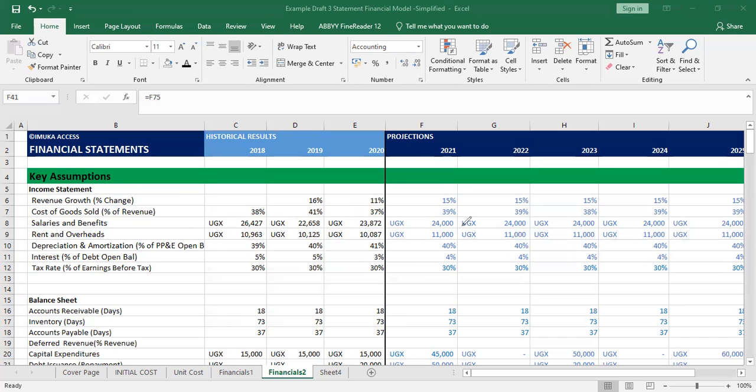I think salaries are going to increase. If we're going to hire 5 more people, the salaries per year will increase by this. Rent, I think we are going to be in the same place for the next. So I think the overheads will not change much, but maybe our cost of production may increase because of ABC. So you put that. Our depreciation.